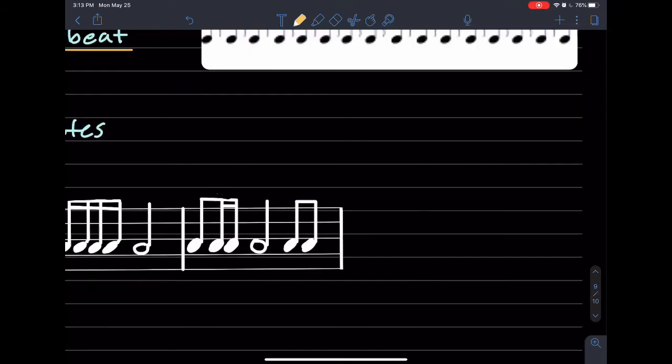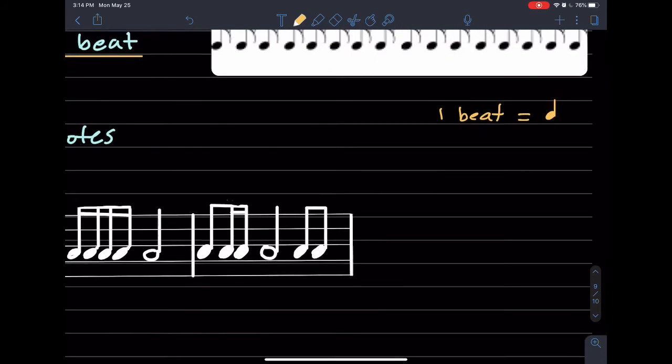So let's start our legend back up here. We have quarter notes, and according to our time signature, a quarter note is worth 1 beat. So 1 beat is equal to 1 quarter note, and we just got that from our time signature.